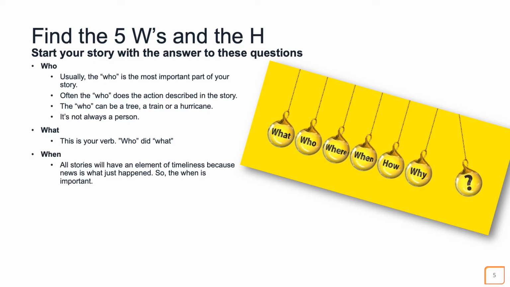When did it happen? So news stories have an element of timeliness because news means what's new, what just happened. And so the when is going to be an important part here. Now, one thing that you're going to learn in AP style is that we don't use yesterday, today, and tomorrow in web writing and print writing. We're going to use the day of the week because that makes more sense to the audience.